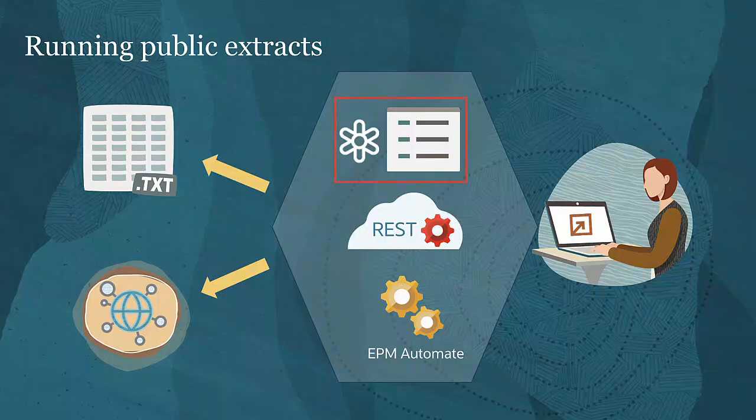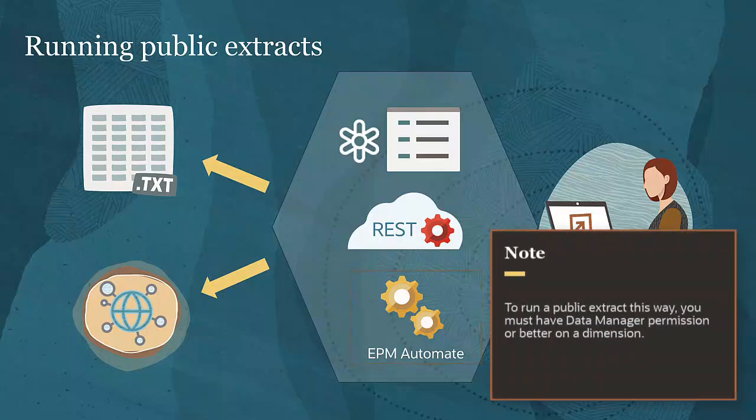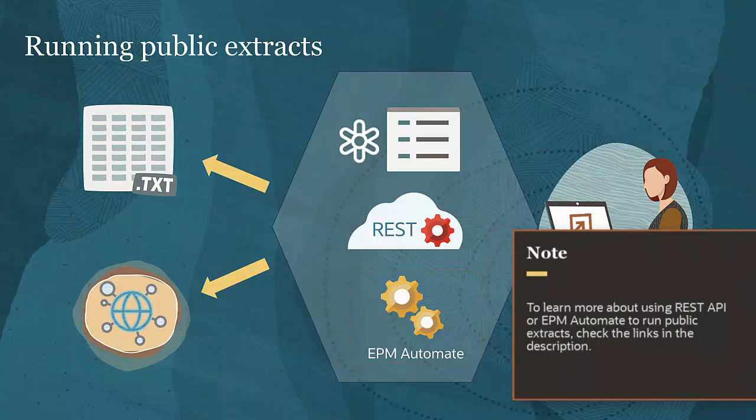You can also run public extracts from the applications list, a REST API, or EPM Automate. Note: to run a public extract this way, you must have data manager permission or better on a dimension. To learn more about using REST API or EPM Automate to run public extracts, check the links in the description.